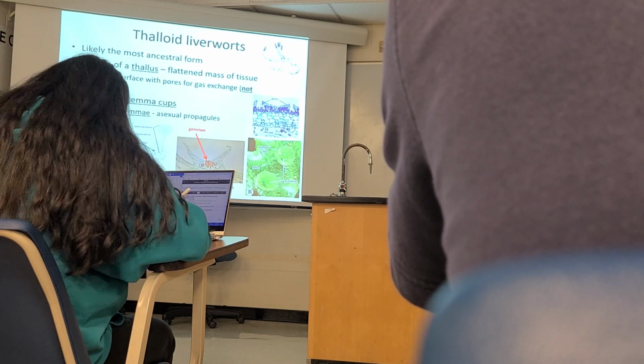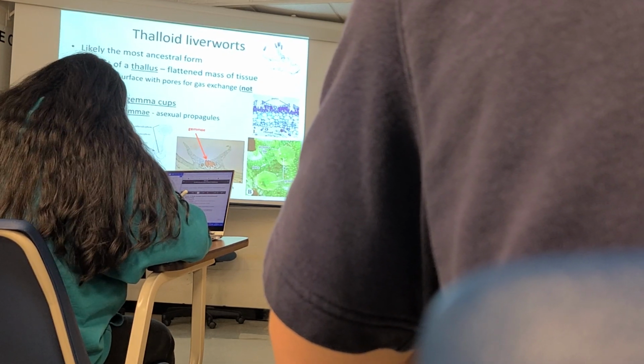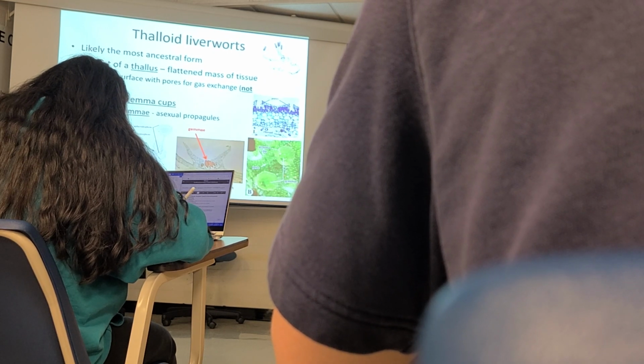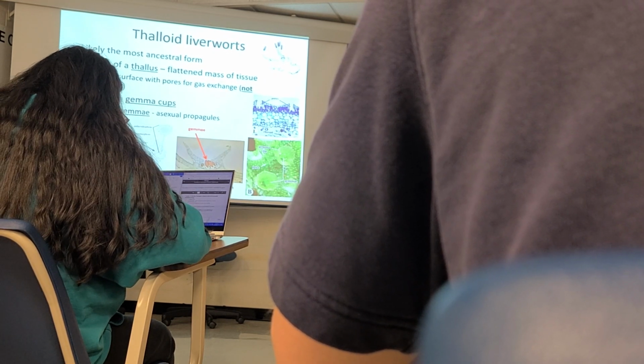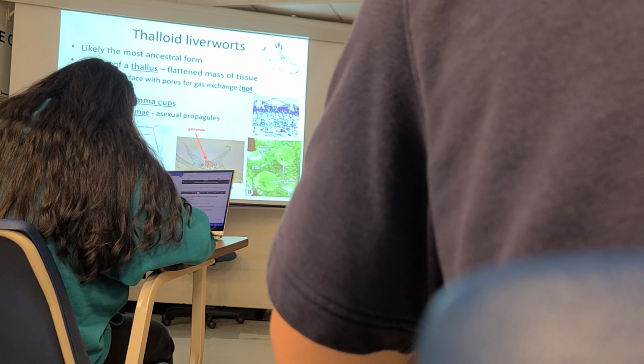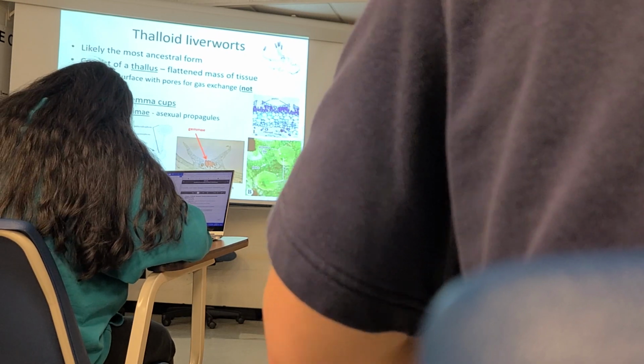And then some of them can reproduce asexually. They use something called gemma. Some mosses will do this as well. Gemma are essentially little pieces of plant tissue that break off and can get either thrown or splashed to a new environment through raindrops, and they form into new little plants that are genetic clones of the plant they came from. It's an asexual means of reproduction.